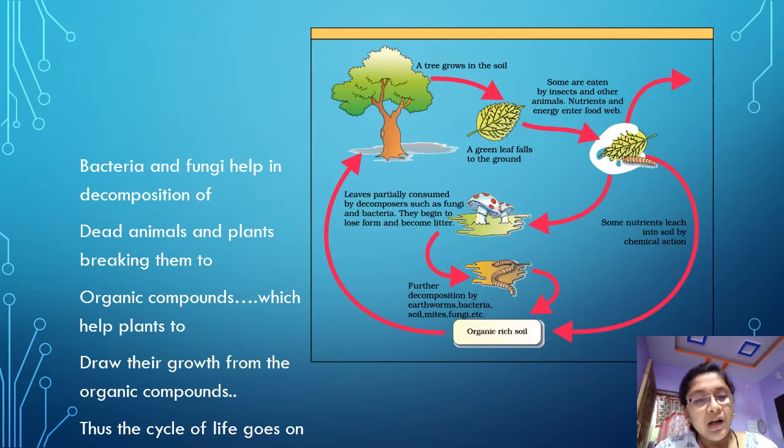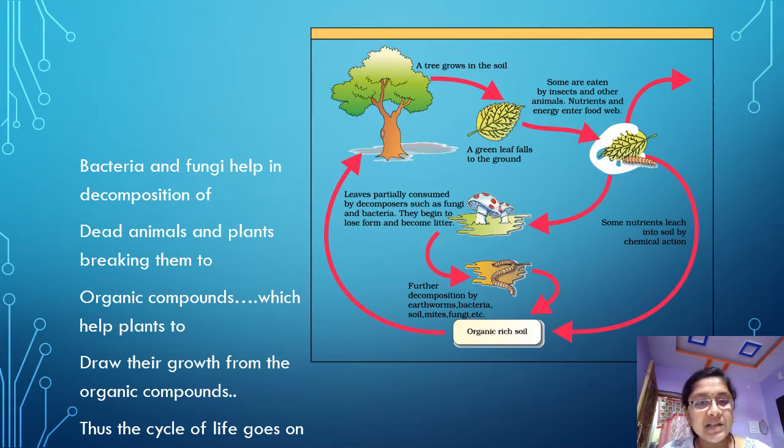Now we'll see how bacteria and fungi help in decomposition. You can see here a plant, which has grown by absorbing nutrients from the soil. When a leaf falls down, the dead part will be eaten by an earthworm. That earthworm will again be eaten by some other small birds, and that bird will again be eaten by animals. So this is a continuing process. The life cycle will continue.